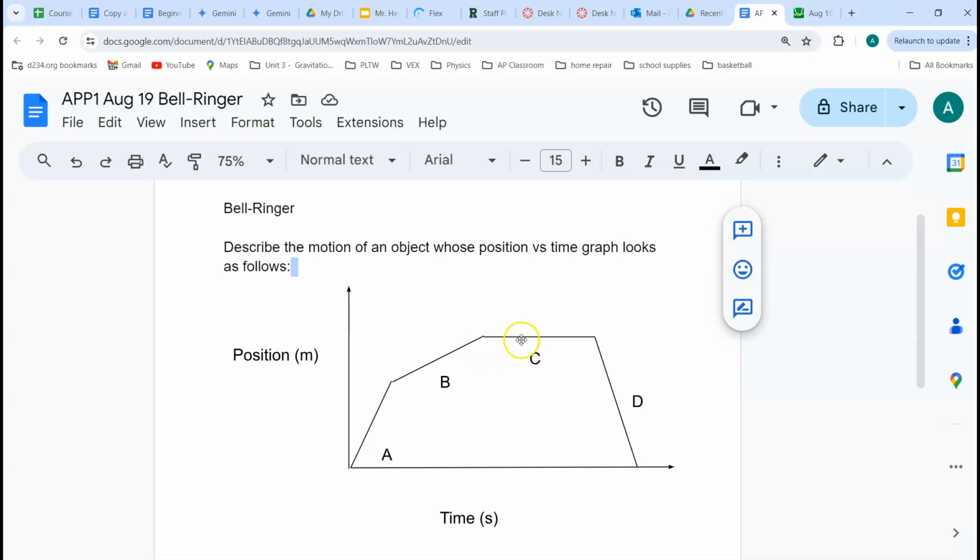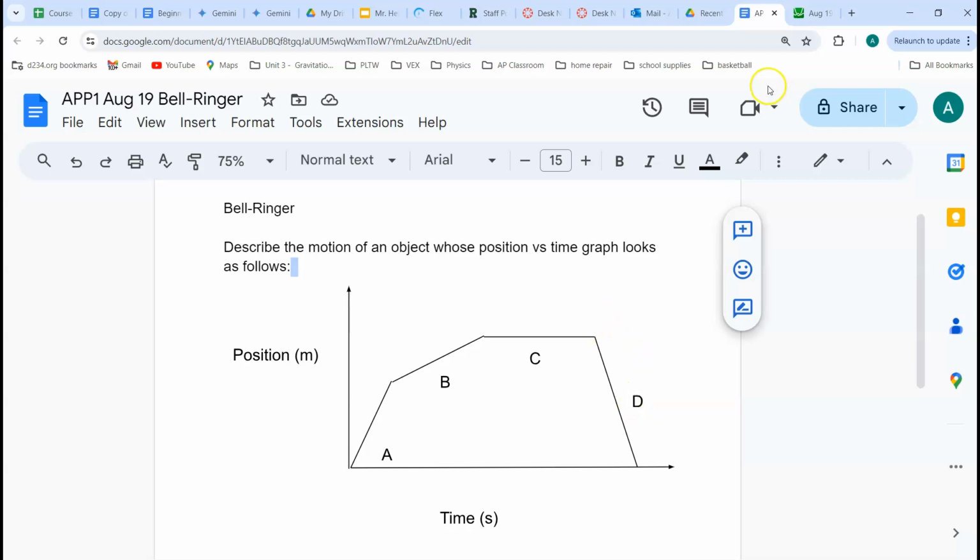Then at C, the position does not change, right? From the beginning of C to the end of C to any point in the middle of C, if we extrapolate this line over to the left, the object was at a certain position the entire time. So at C, the object is not moving. And then during D, the person changes direction and moves in the opposite direction. The position is decreasing. So for A and B, you could say the person was moving to the right, and then for D, the person was moving to the left.